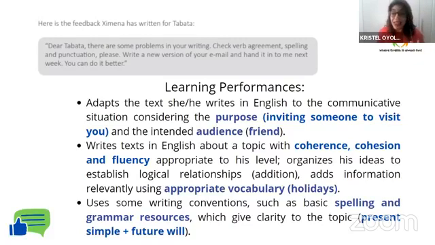And how about the last one? Uses some writing conventions, chooses basic spelling and grammar resources. For example, that is something that Jimena is very focused on, right? Verb agreement, spelling, punctuation, and that is great. But we have 4 performances. And from the 4 performances, this teacher has provided feedback only for one of the 4, and it's not enough. We need to cover all of them because we are oriented to the competency-based approach.